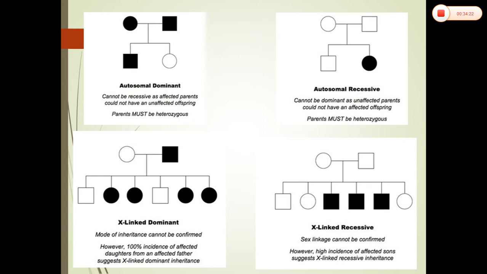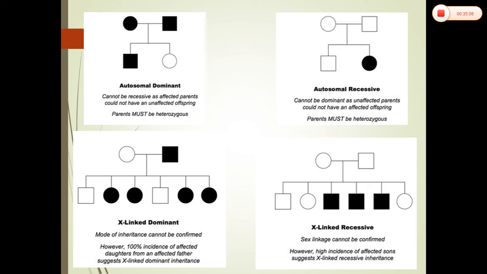So a high incidence of affected sons suggests X-linked recessive inheritance. Here it is written that sex linkage cannot be confirmed, because sometimes it may happen that if a third or fourth generation is given, it could be autosomal also. For that we need further information. That information is not available, so just looking at this pedigree we know this is the X-linked recessive one. These are the 4 simple pedigrees.